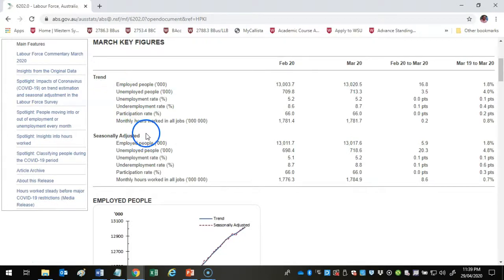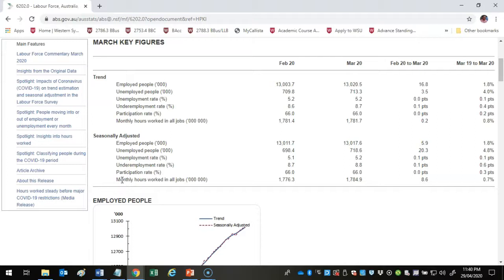Seasonally adjusted data is when we take the raw data and we remove seasonal fluctuations from it, such as changes in the number of people employed and unemployed at Christmas time and New Year and Easter and Anzac Day. These are seasonal fluctuations that we are not really interested in. They're always going to be there, so we want to remove them from the data.